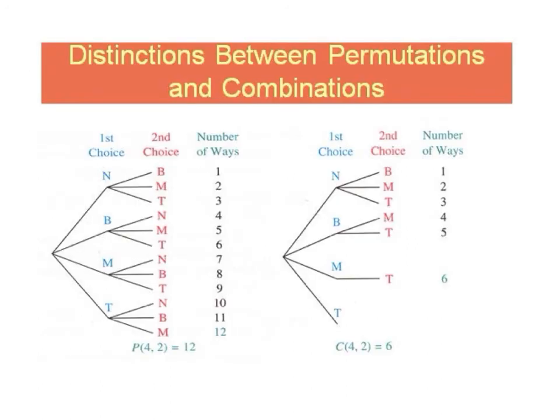So there's an illustration in your textbook on page 1049 that shows the distinction between permutations and combinations. And what you're looking at here is selecting 2 cans of soup out of 4 available. So N is for noodle soup, B is for bean soup, M is for mushroom soup, and T is for tomato soup. If the order that you're selecting these 2 cans matters, this is what it looks like. If the order doesn't matter, it looks like this. So let me show you.